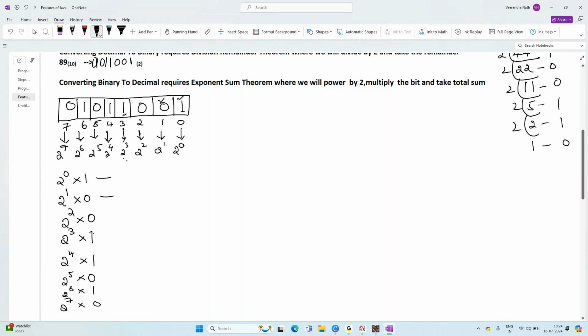So 2 to the power of 0 is this. This 1 is this. 2 to the power of 1 is this, and this 0 is this. 2 to the power of 2 is this, and this 0 is this. Clear? Yes or no? Okay. So 2 to the power of 0 is how much? 1. Anything to the power of 0 is 1 only. So 1 into 1 is 1.